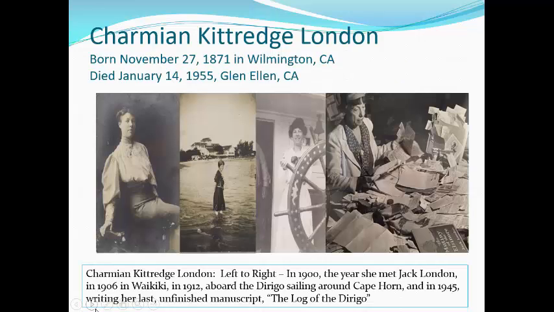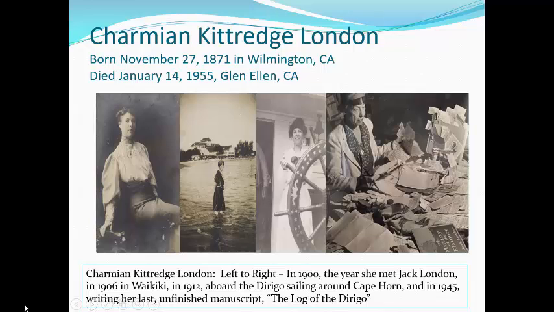All right, that's it for your annotated bibliography. This week, we are also going to begin reading the Log of the Snark by Charmian Kittredge London. Charmian Kittredge London was Jack London's second wife, and here you have some pictures of her. She was born November 27th, 1871 in Wilmington, California, and she died on January 14th, 1955 in Glen Ellen, California.